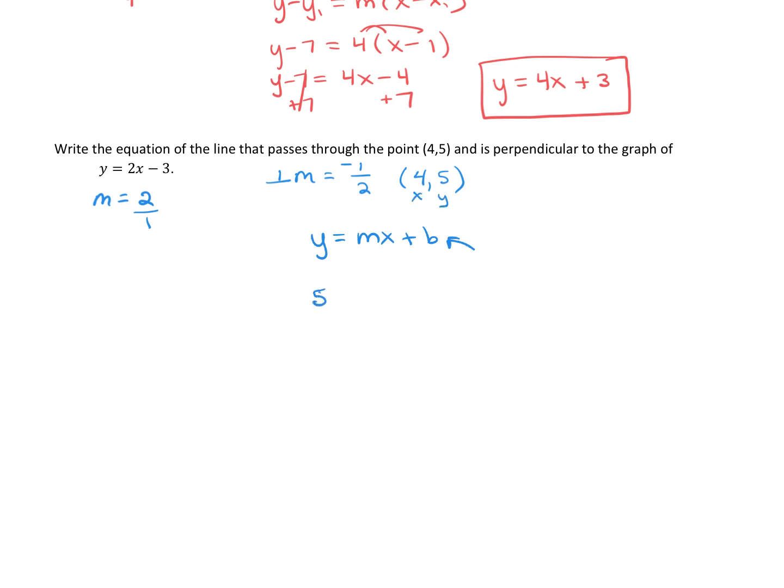So the y is a 5 equals, our slope is negative 1/2 times our x value is 4 plus our y-intercept of b. Negative 1/2 times 4 is a negative 2. And then we just add 2 to both sides. So our b value, which is our y-intercept, is 7. So our equation, y equals mx plus b, our m is negative 1/2 x, and our y-intercept is positive 7, so plus 7.